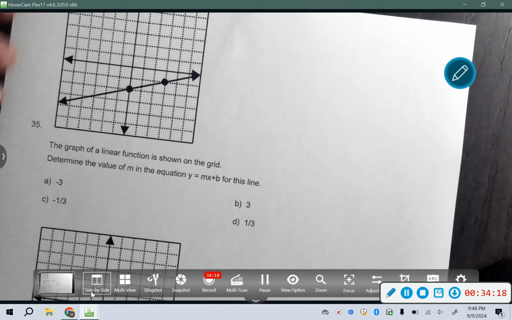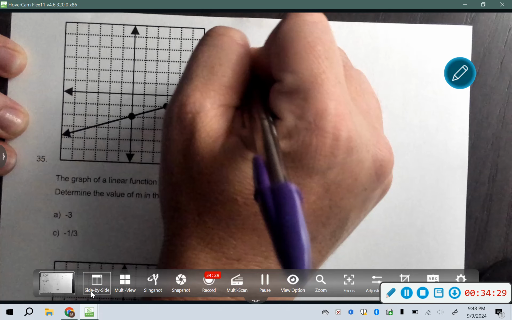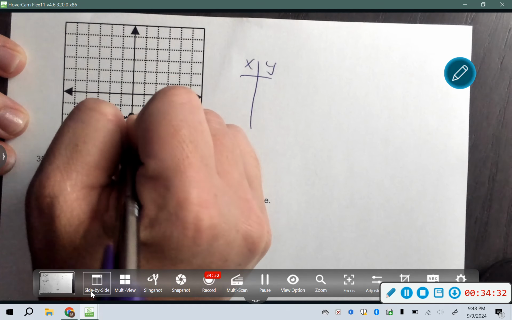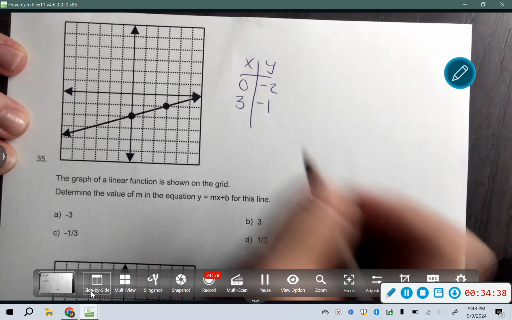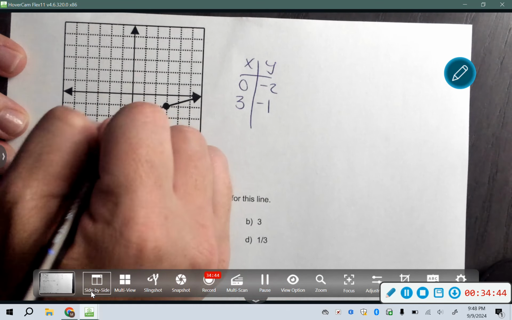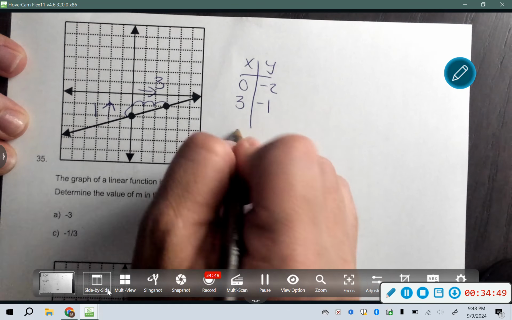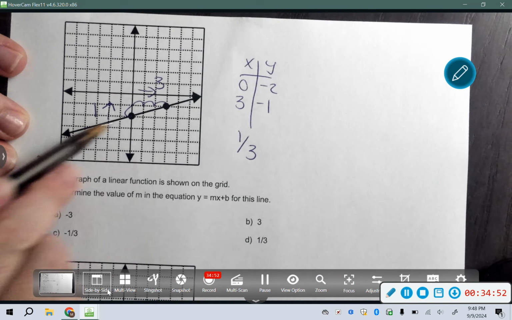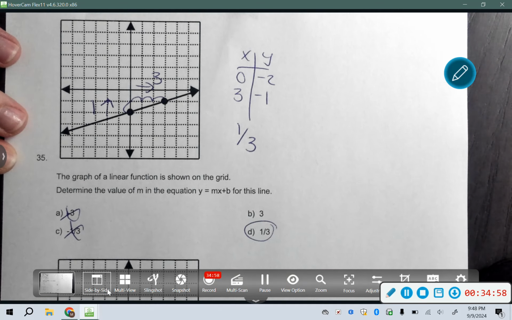Almost done. Look at 35, sorry, skipping. It says the graph of a linear function is shown on the grid. Determine the value of m in the equation y equals mx plus b for this line. So two things. You can build a table because we're just finding slopes. So this point is 0, -2. This point is 1, 2, 3, down 1. So 3, -1. You can also do rise over run. So I'm going to do rise over run. So rise 1, and 1, 2, 3. I know my slope is 1/3 and it's positive. It's going up from left to right. So right away, I should be able to cross off the negatives, and it's up 1 over 3.